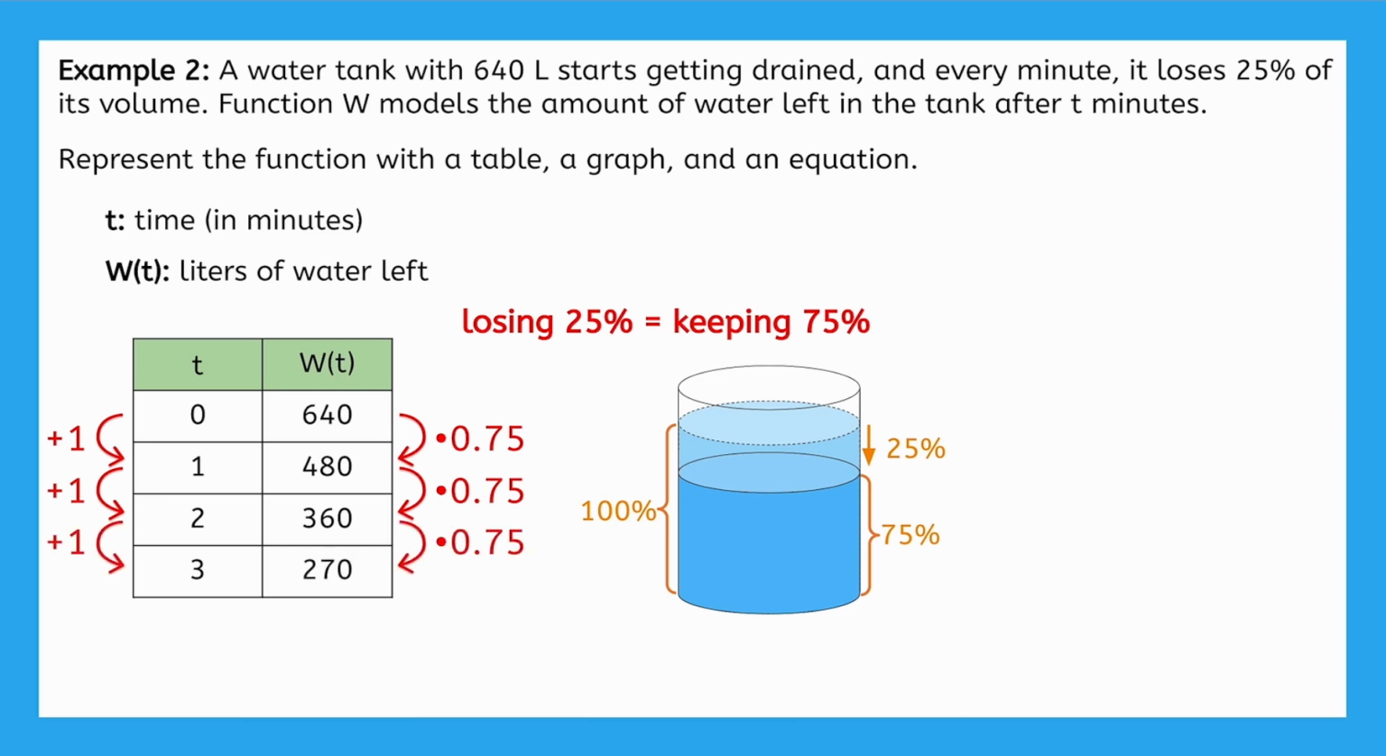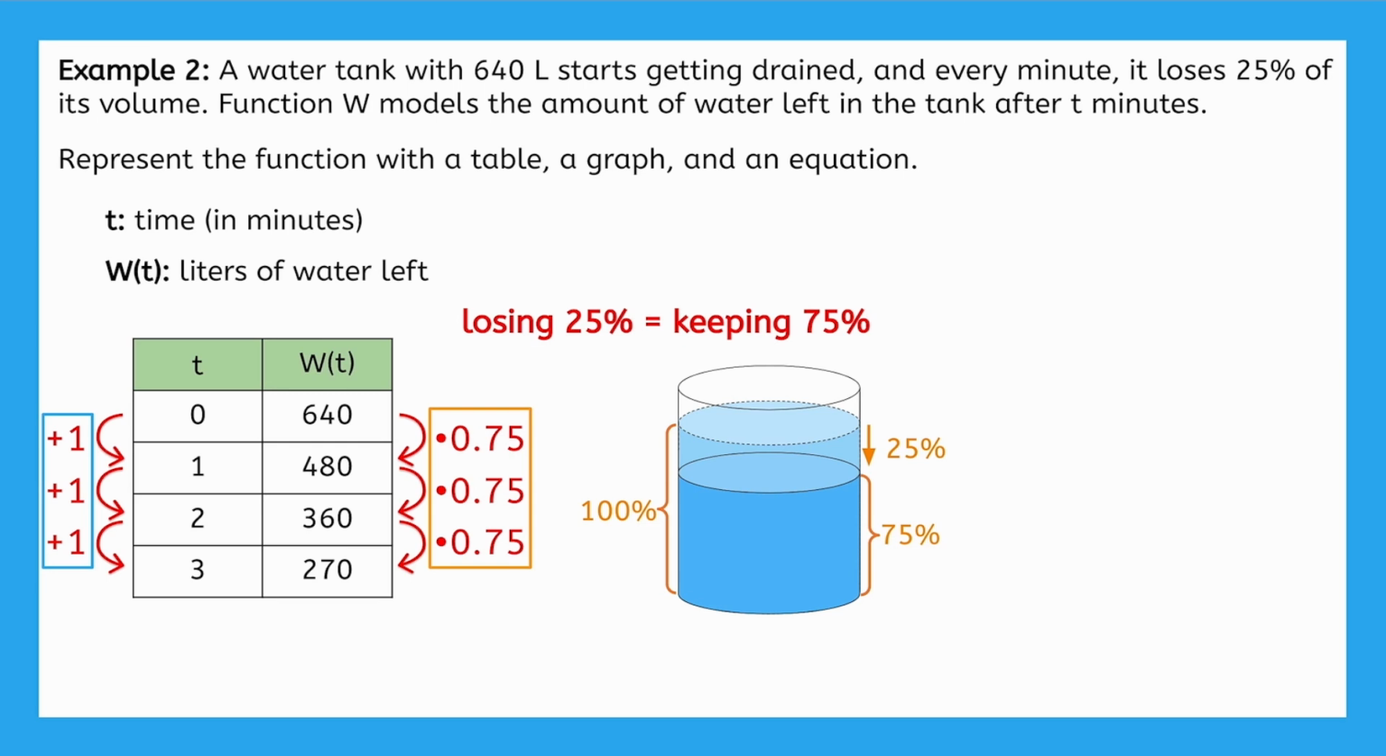We have now shown this function is exponential. Why? Because it has a constant growth factor of 0.75. If you had an error in your work up to this point, pause the video and try out the rest of the problem again.